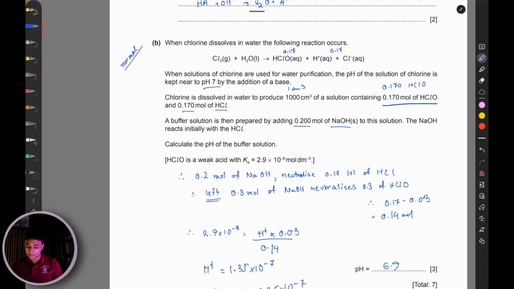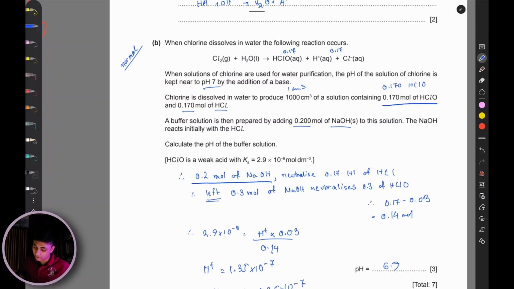Let's see. First, I need to understand that since they've said they're adding 0.2 moles of NaOH, what's happening to the NaOH? Is it ultimately affecting our equilibrium, right? Is it affecting our H plus concentration? Since they've mentioned that firstly, the NaOH is going to react with HCl, let's see what sort of reaction takes place and what is our leftover amount of H plus.